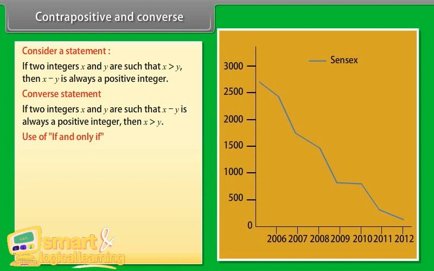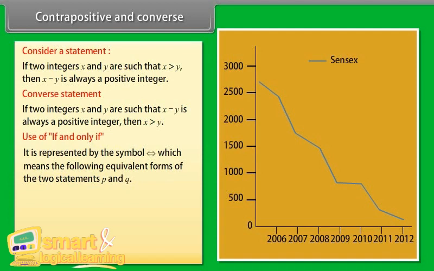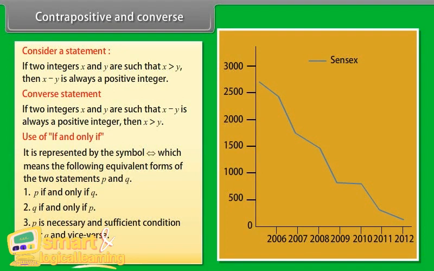Use of if and only if. It is represented by the symbol if and only if, which means the following equivalent forms of the two statements P and Q: P if and only if Q, Q if and only if P. P is a necessary and sufficient condition for Q and vice versa. P if and only if Q.